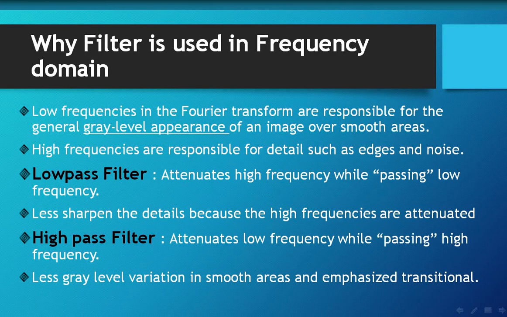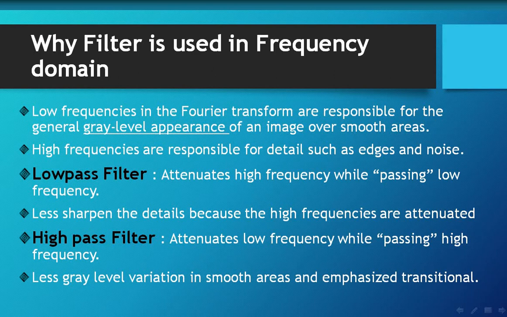Why is a filter used in the frequency domain? The low frequencies in the Fourier transform are responsible for the general gray level appearance of the image over smooth areas. High frequencies are responsible for details such as edges and noise. The low pass filter attenuates high frequencies while passing low frequencies. It less sharpens the details because the high frequencies are attenuated.